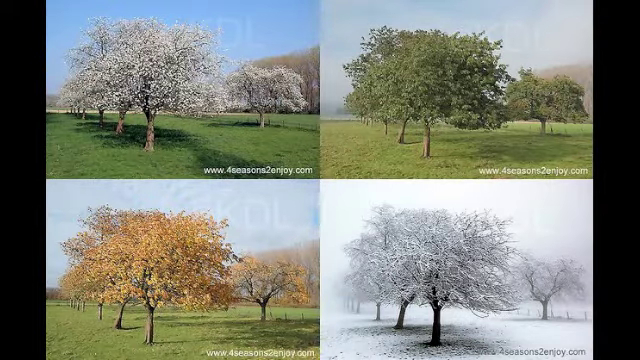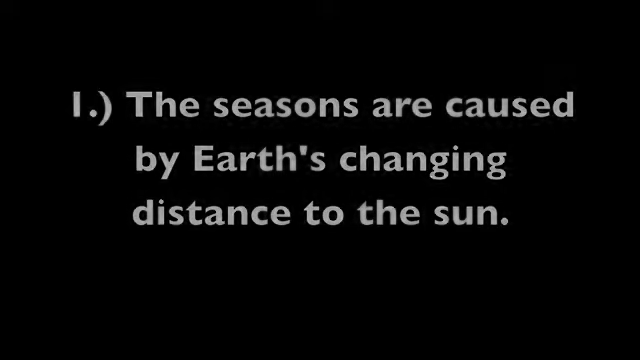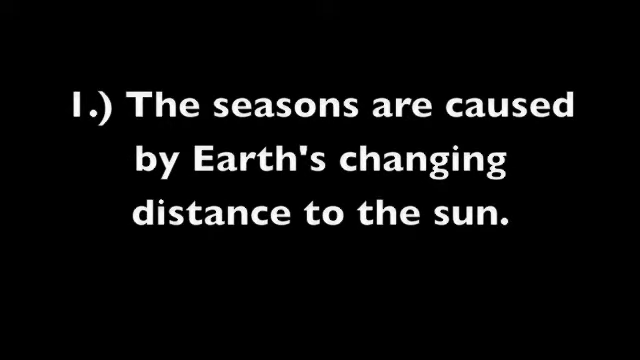You'll get the answers to all of these questions, but first let's address some common misconceptions that children have about the seasons. The biggest misconception is that the seasons are caused by Earth's changing distance to the sun, but as children are in school, they'll learn that it's actually the tilt of the Earth on its axis as it rotates around the sun that causes the seasons to change.